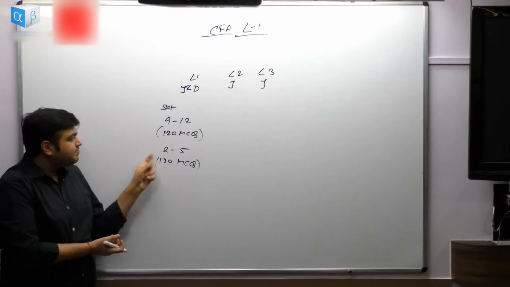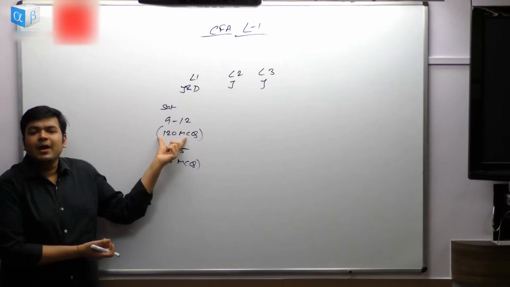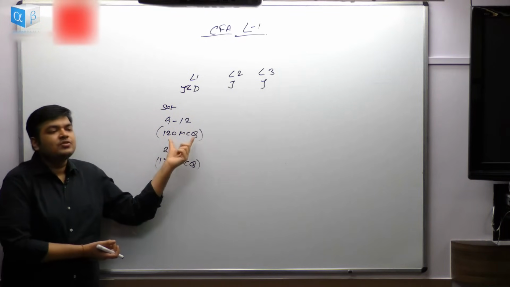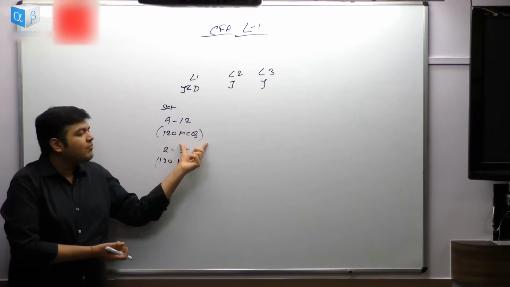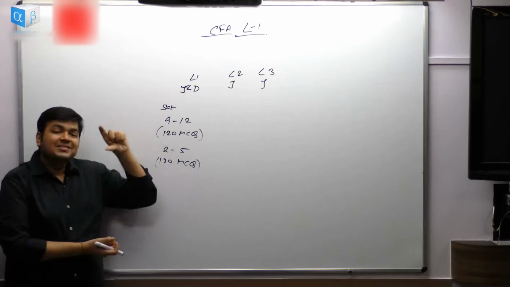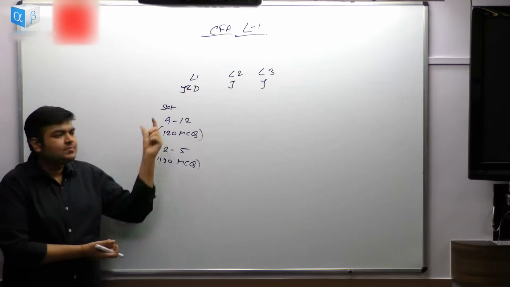Every single subject will have, say for example, ethics will be 18 questions. Then you'll have 14 questions on quants. Then you have 12 questions on economics. Towards the end, you'll have 4 to 5 questions on alternate investments. So the percentage distribution for every single subject has been defined.